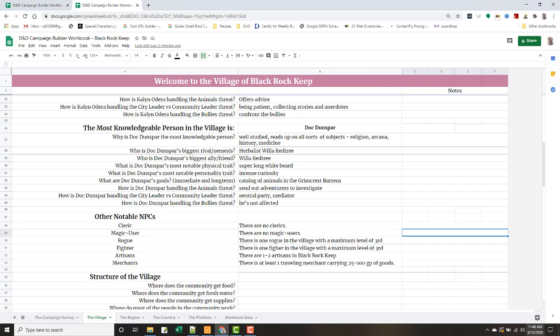So if there's a mage in the party, if there's a sorcerer, warlock, wizard in the party, they're going to kind of be impressive to the villagers. Magic is just not something that they see on a daily basis.